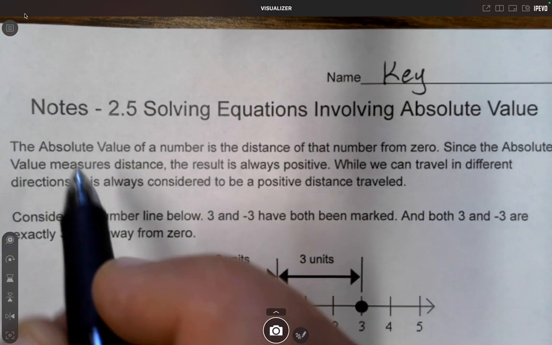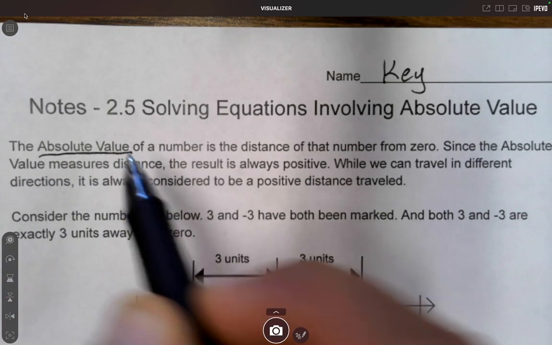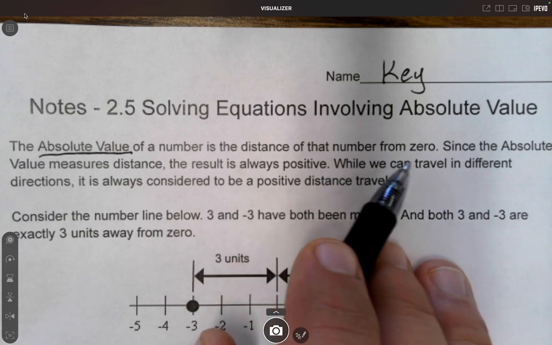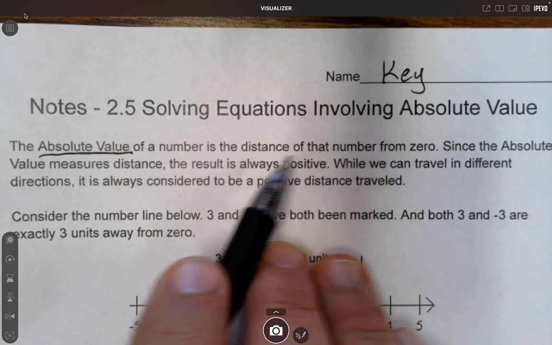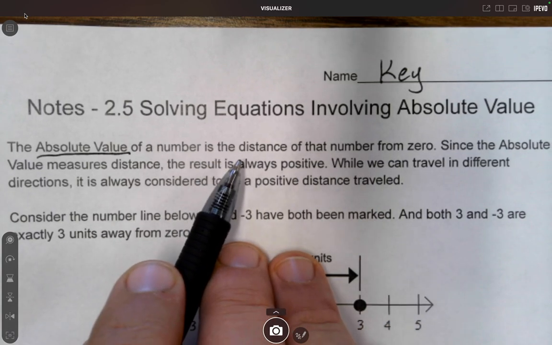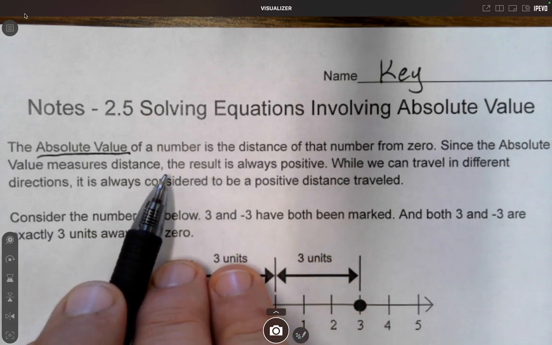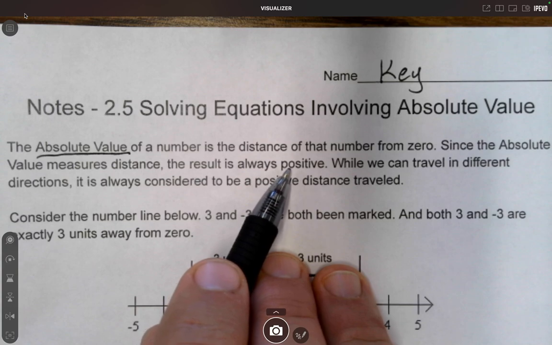Today, we'll talk about how to solve equations that have absolute value in them. So first, I want to make sure you understand what absolute value means. Absolute value is the distance a number is from zero. So the absolute value is saying how far that number is from zero. And since the absolute value measures distance, the result is always positive.